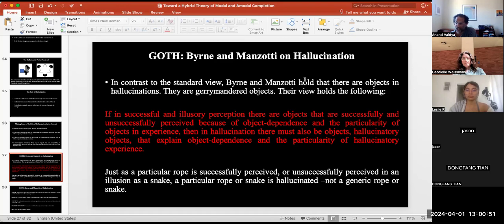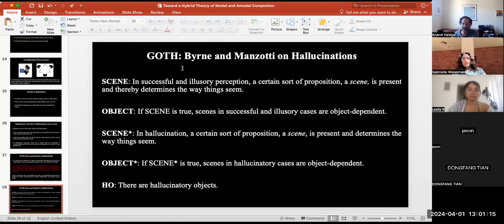In a hallucination, there's a particular object, such as a particular lover against the wall that you're hallucinating. Okay, so they're going to use this to say that this particularity in object dependence can lead us to the view that shows that the standard account is false. In fact, hallucination, just like illusion and perception, has objects. So this is part of the argument they give.